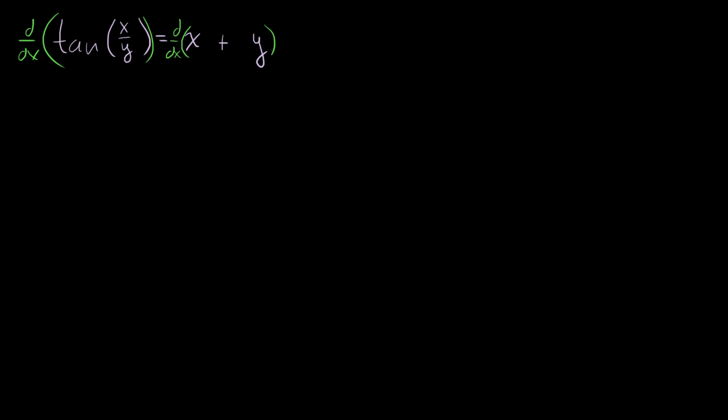Let me write the left-hand side a little bit differently. And I'm going to do it in a different color. Let me say that a is equal to the tangent of b. And let me say that b is equal to x over y. Then a is clearly the same thing. If I just substituted b back in here, this whole thing I could rewrite as just a.